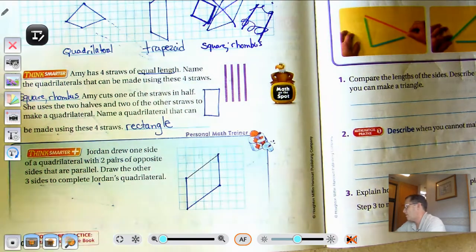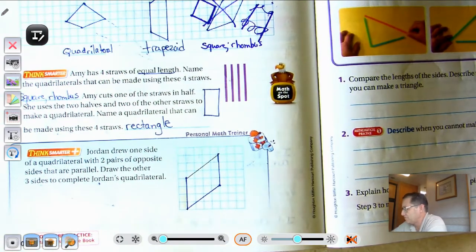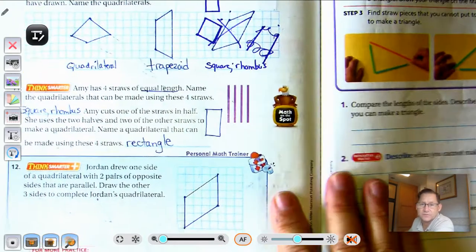Okay. All right. So that's it for drawing quadrilaterals. I apologize for number 10. I made that more difficult than I needed to.